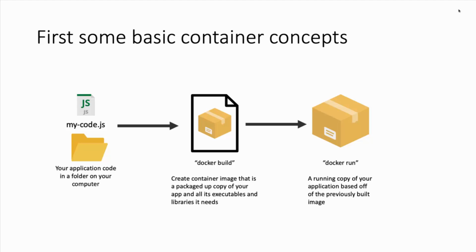And then the next level is Docker run. This is where you take the container image that you built and you actually create a running copy of the application based on this image that you had previously built. So working with a container is this process of taking the local things off my computer, packaging them up into a Docker container, shipping that container to the cloud, and then Docker running it there.